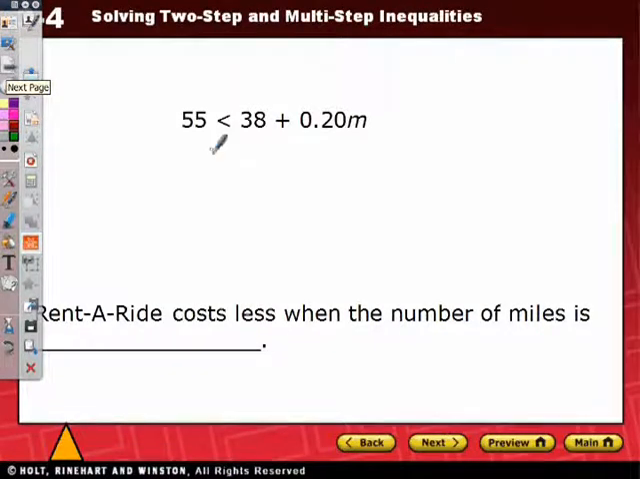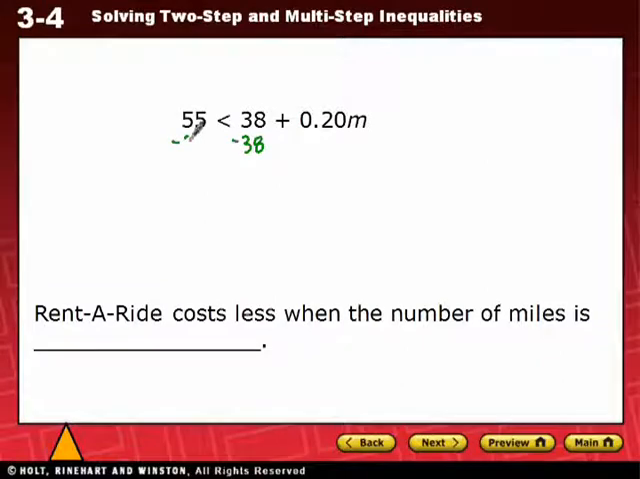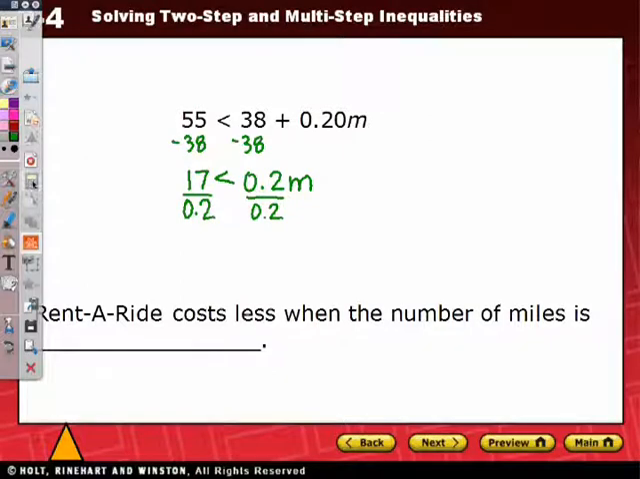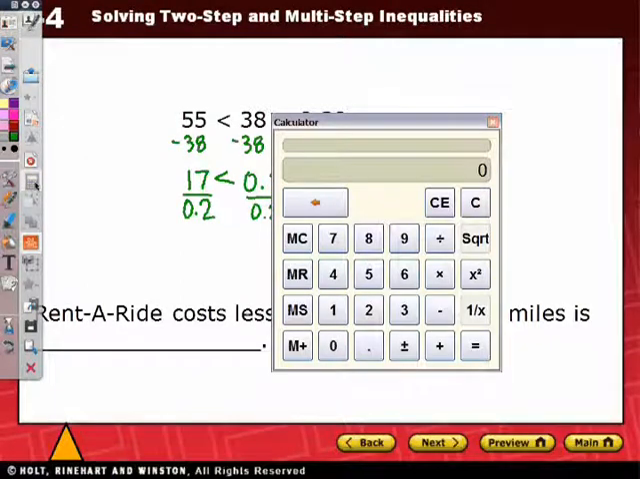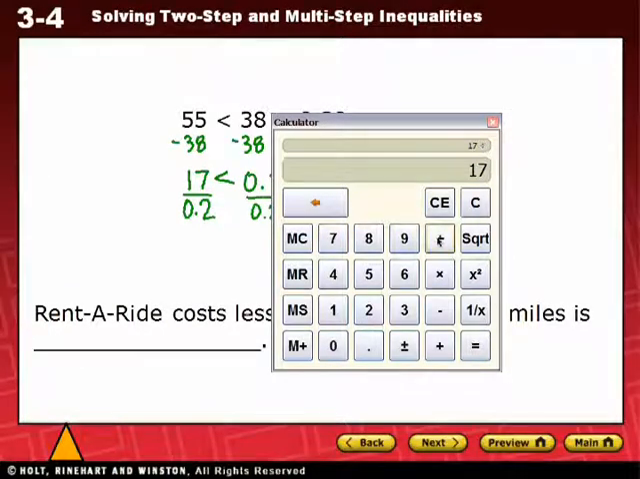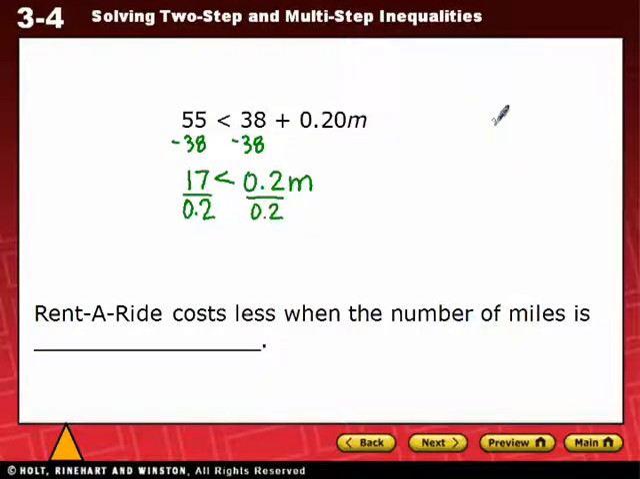So we subtract 38 from each side, and we get 17, I think, 15, yep, and is less than 0.2 m, right? And then we're going to divide both sides by 0.2, right? And if you're not good at decimal division, you can go ahead and do it on a calculator. Otherwise, it's also the same thing as 170 divided by 2. But I know a lot of you kind of freak out about the decimals. So it turns out to be 85 miles, or 85 is less than m.